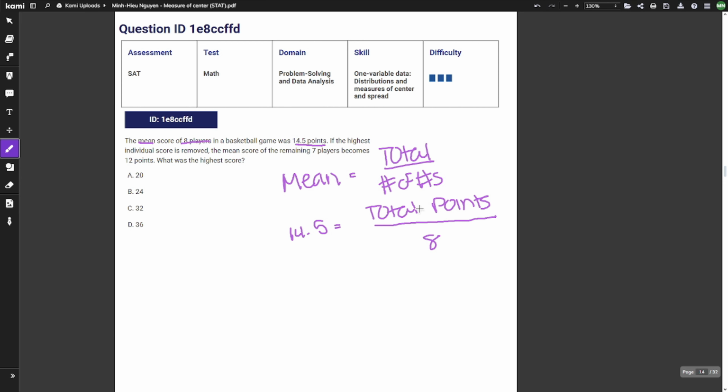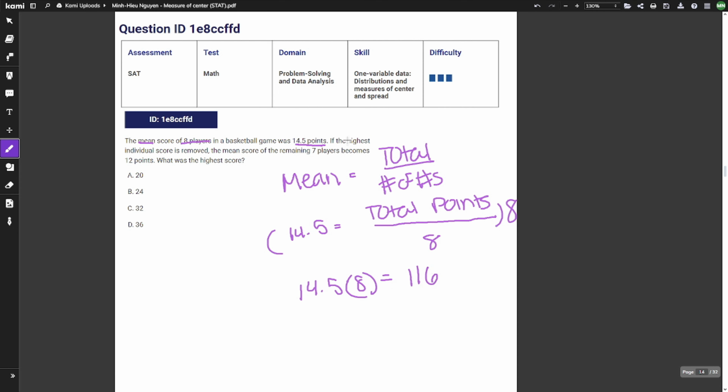So to find the total points, all we have to do is multiply both sides by 8. And we get that the total number of points was 116. So 14.5 times 8 is equal to 116.